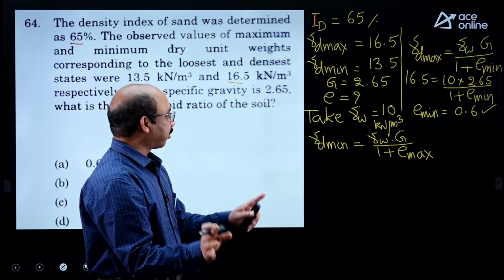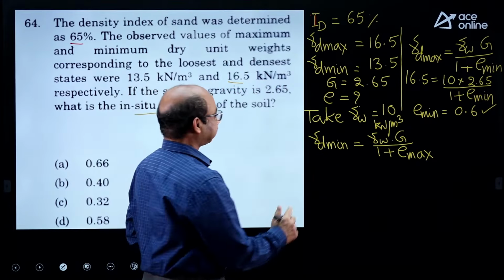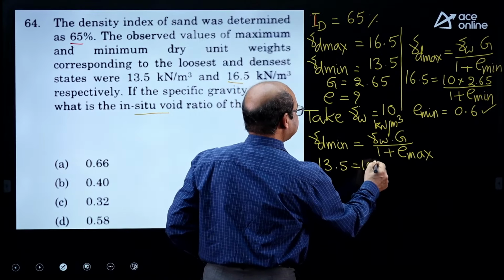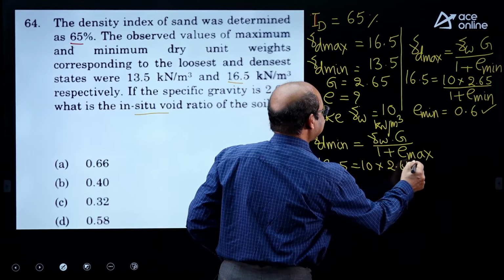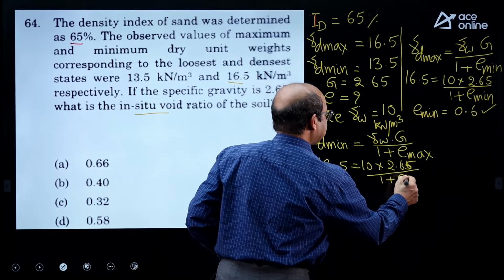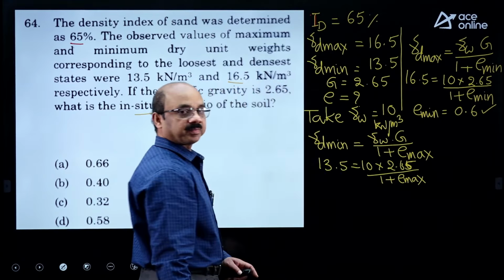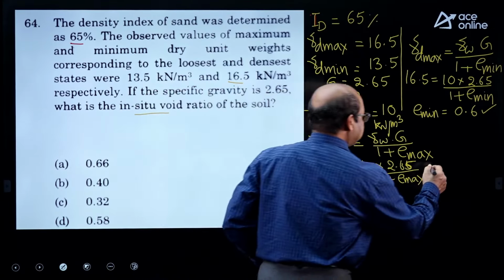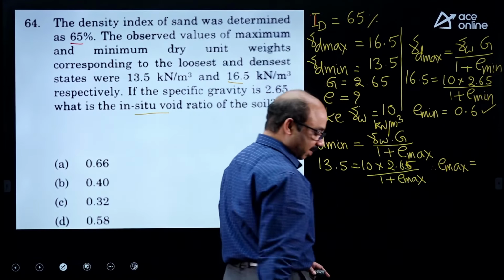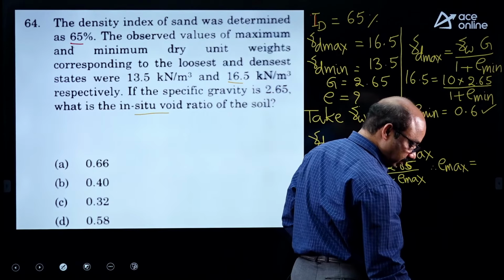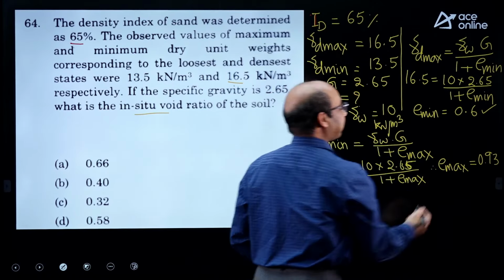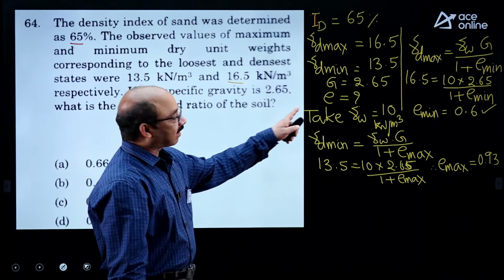Gamma D and void ratio are inversely related. So gamma D minimum is 13.5, gamma W 10, G value 2.65, 1 plus E max. When you simplify this, you will get the E max value as 0.93. So the question is calculation of the E.